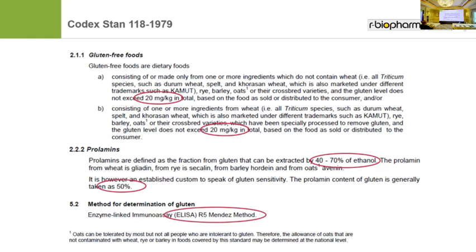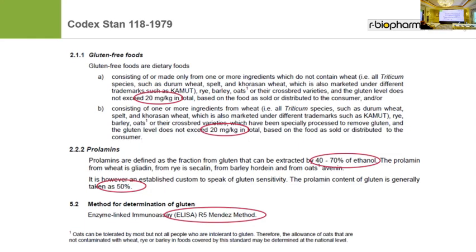Then we find the definition of prolamins, because the R5 antibody reacts with one certain part of gluten, the so-called prolamins. The prolamins from wheat are called gliadins, therefore the assay from R-Biopharm is called RIDASCREEN Gliadin assay. The prolamins from rye and from barley are called secalins and hordeins respectively.